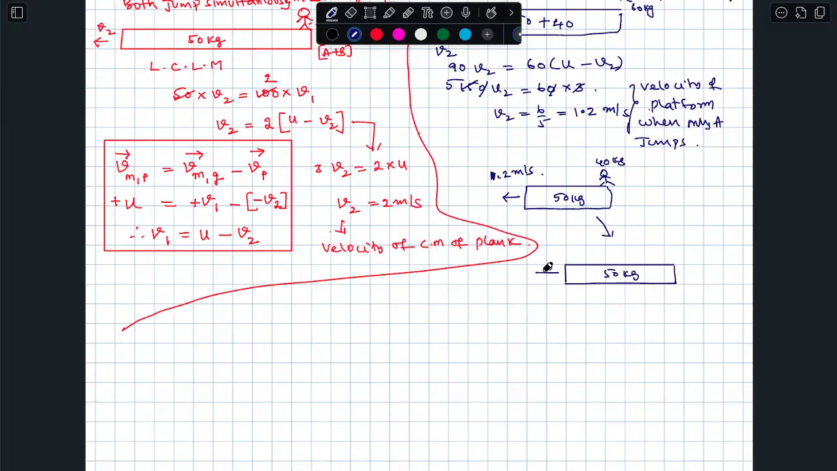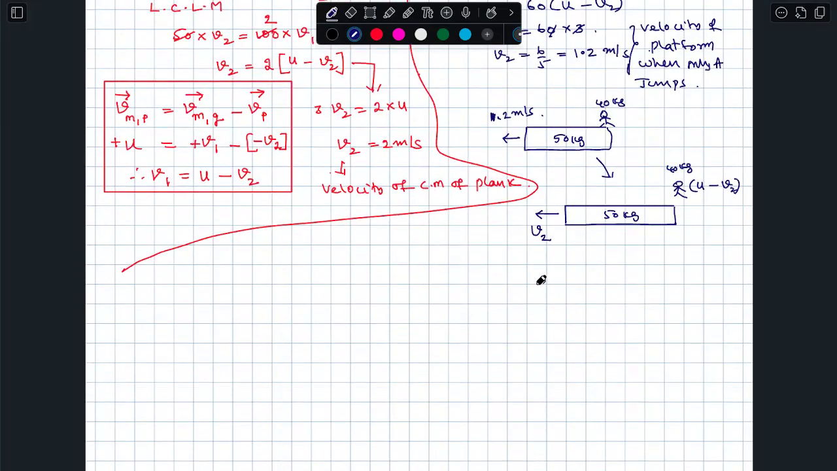Fifty kg, 50 kg. Okay, this is 1.2. This is V2 now. Hold on. And if this is V2, this is always U minus V2. This is 40 kg. Now you need to conserve linear momentum.